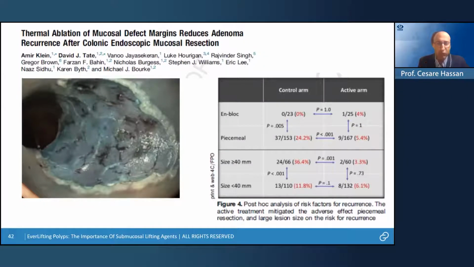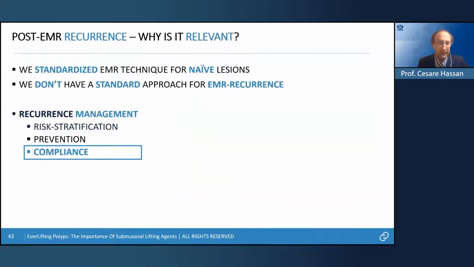But the absolute gain also depends on the pre-procedural risk. For instance, if you do piecemeal resection of a very big lesion with tip snare coagulation, you go down from 24 to 5 percent. Okay, big gain, so it is worth it. But if the lesion is small, you go down only from 11 to 6 percent. So the gain here is much less. The gain of thermal ablation is related also to the initial risk.